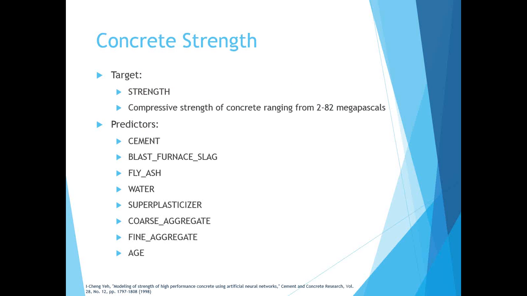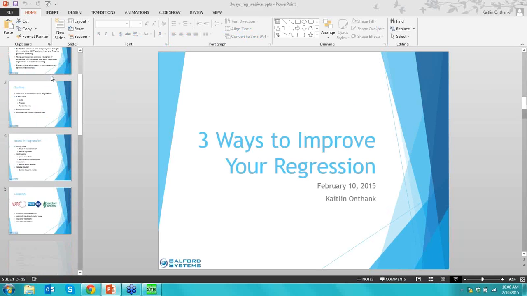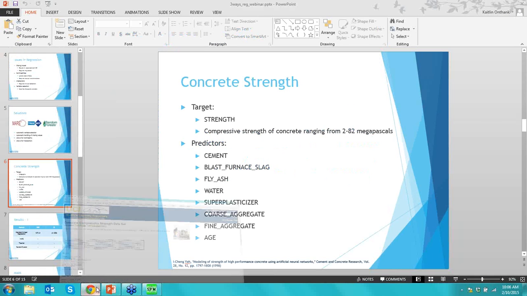And we also look at the age of the concrete, which is in days, from 1 to 365. So we really just want to find out which components of concrete are making it strong. And this data set, like I said, is publicly available. It's on the UCI machine learning repository. And I can actually just show you how easy it is to find.